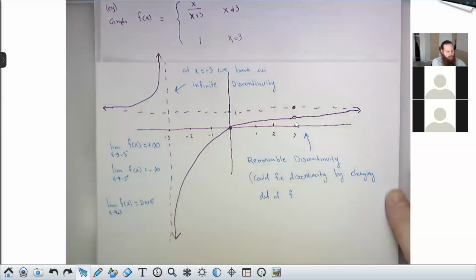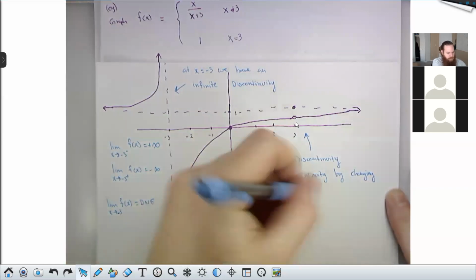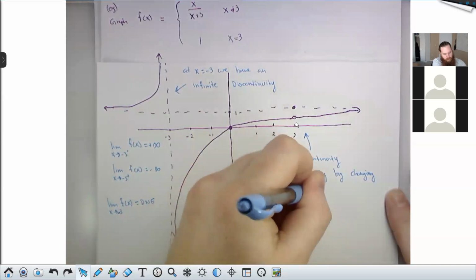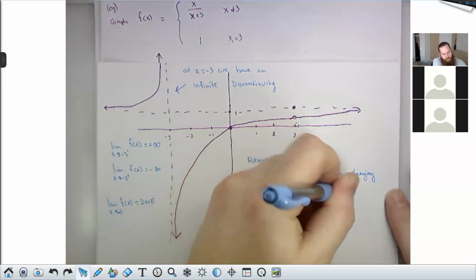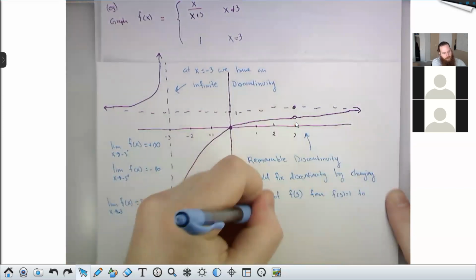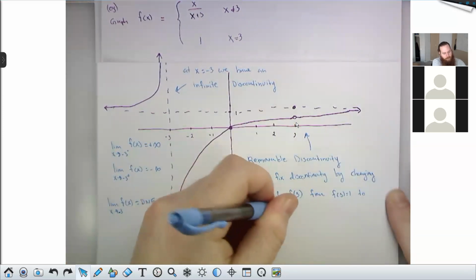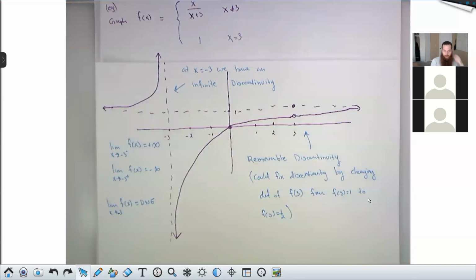Okay, and this one is called a removable discontinuity because we could fix the discontinuity by changing the definition of f of 3 from f of 3 equals 1 to f of 3 equals 1/2. There's one other type of discontinuity that we will encounter often, and those are called jump discontinuities. So I wanted to show you the two kinds of discontinuities this function has, and then I'll show you one other kind. There was a question in chat, where did the -3 come from? So I want to make sure I'm answering the question that you're asking, Fabrice.